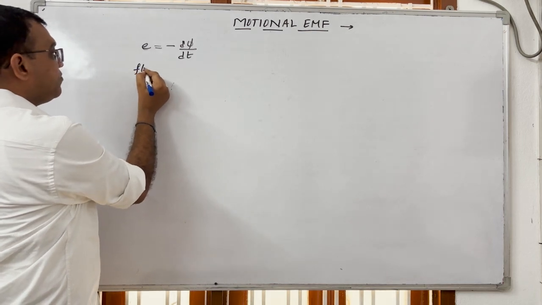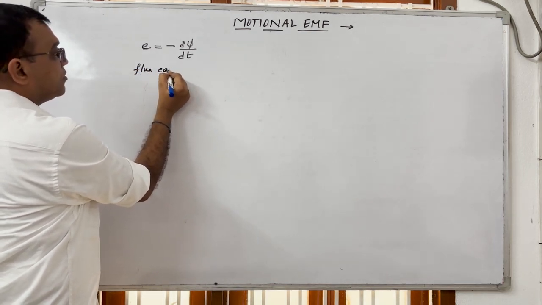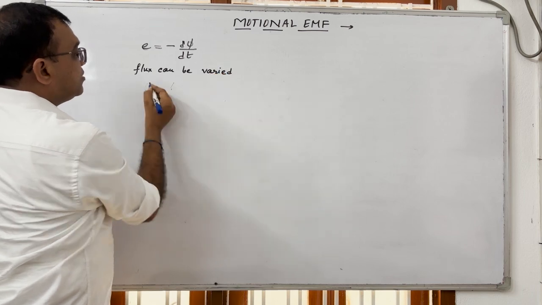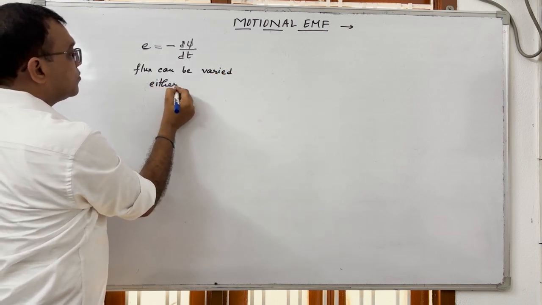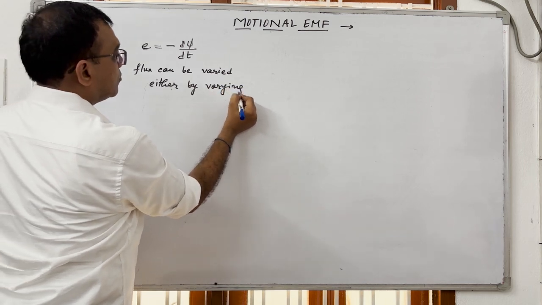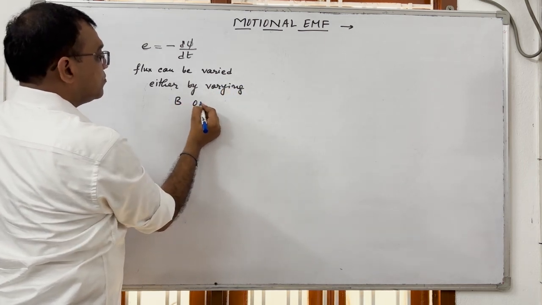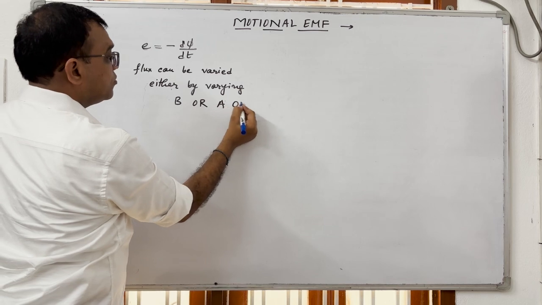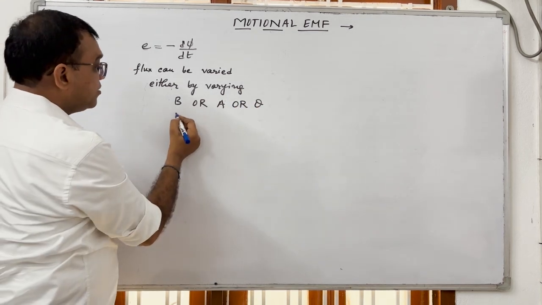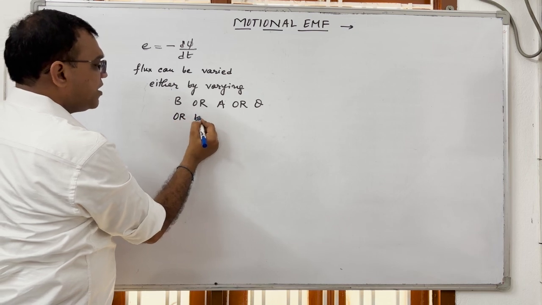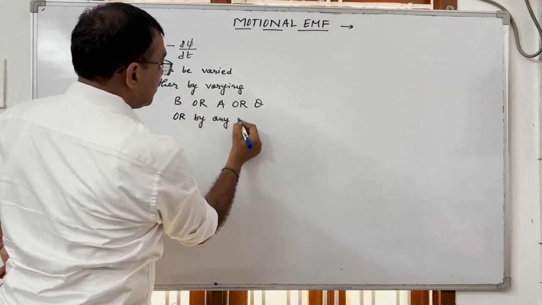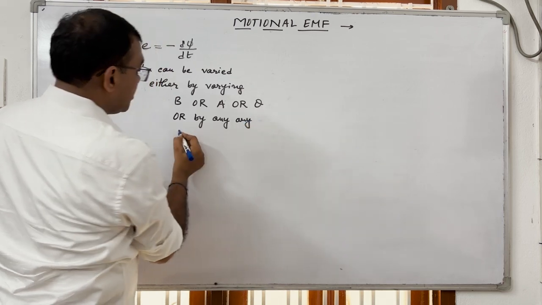Now flux can be varied either by varying magnetic field or area or the angle between magnetic field and area, or by varying any combination of these three.